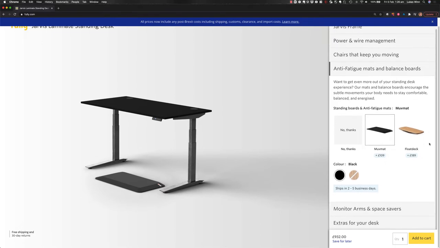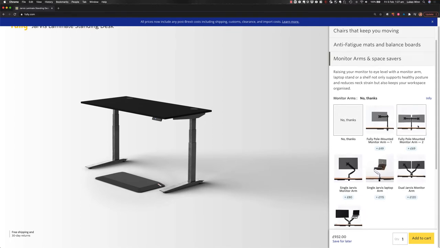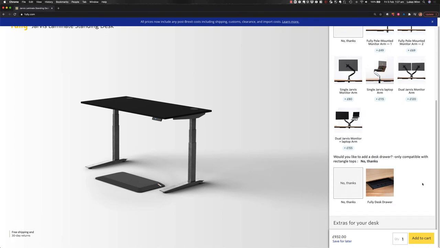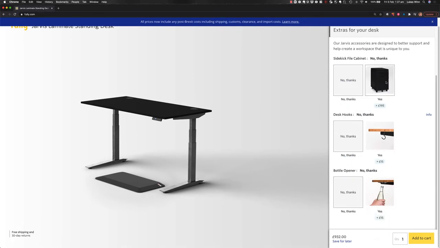Fully also do monitor arms and space savers, however I did not choose these as they did not have an option for 3 monitors. I also did not want a desk drawer, as I felt this could get in the way. Lastly, you also have the option of adding additional extras such as a filing cabinet, desk hooks, and even a bottle opener. However, I did not select these.